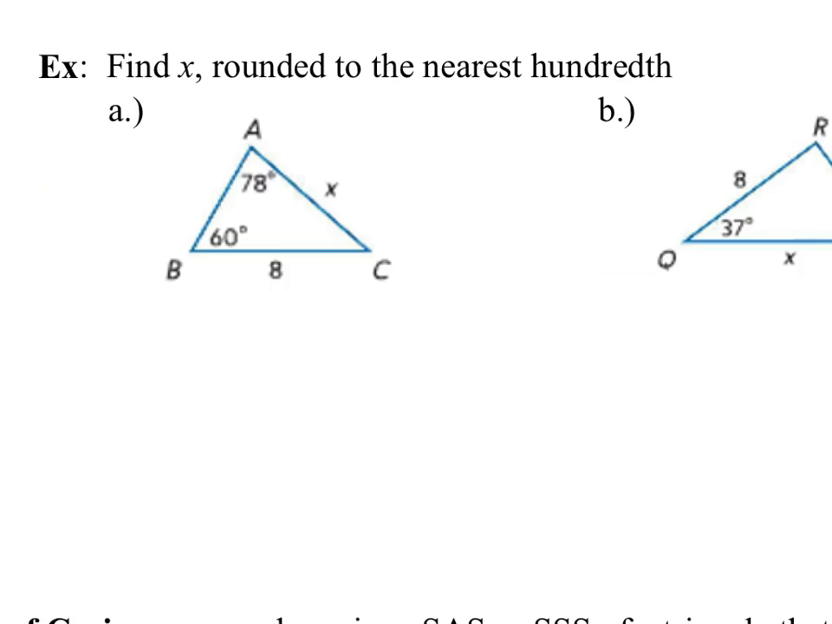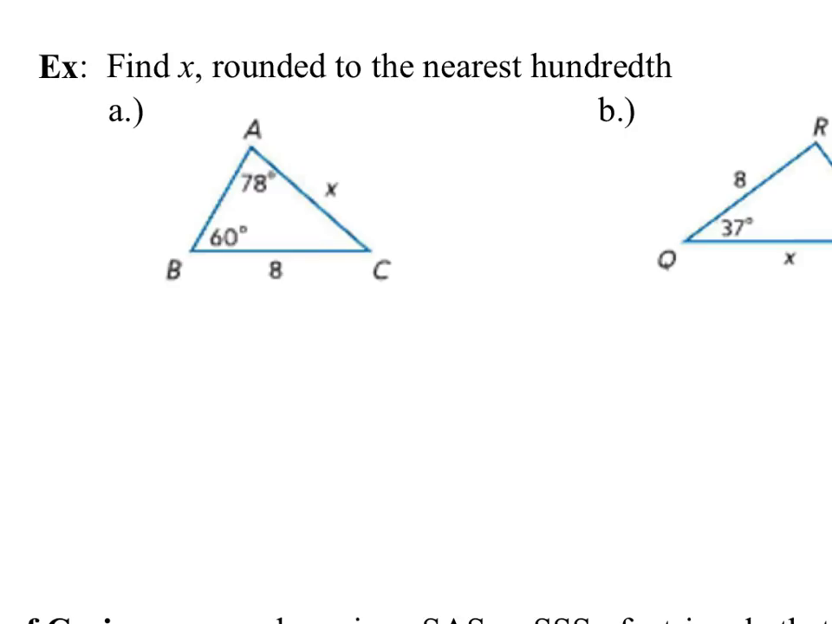So let's take a look at example A, and you'll notice that it asks us to find x, and we're also asked to round our answer to the nearest hundredth. So this is clearly a calculator problem. If you take a look at example A, notice what we're looking at. First of all, this is not a right triangle. We're given two angles and one side. It's the two angles and the non-included side. So that's an angle-angle-side situation, and that's the perfect time to use the law of sines.